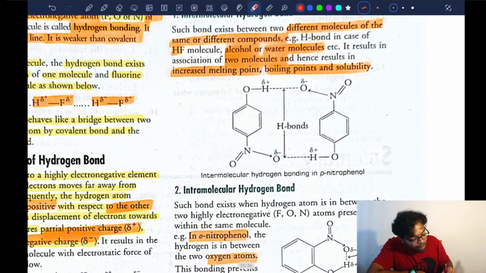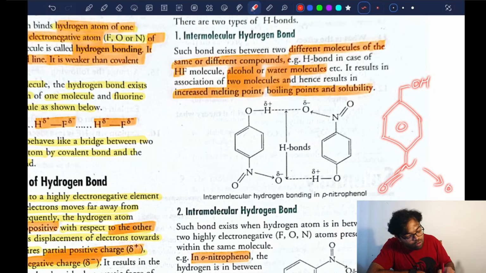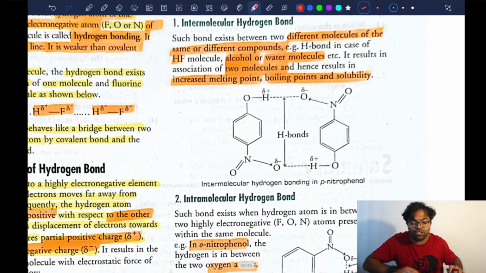Now, this is p-nitrophenol, para-nitrophenol. You're going to understand more about this in the organic chapter. Okay, the nitro group, the OH group, and all of that. Just remember, phenol is a benzene ring with an OH group, and nitro is what? You have an N here, a double bond O here, and an O. So what is happening here? It is forming an intermolecular bond between the two molecules of phenol, thus resulting in hydrogen bonding.